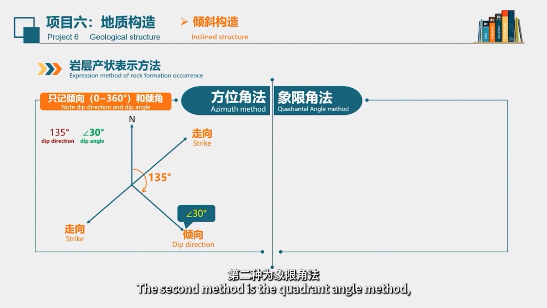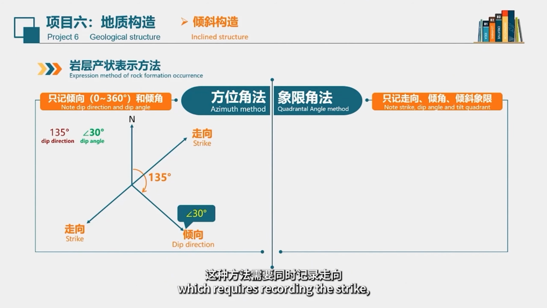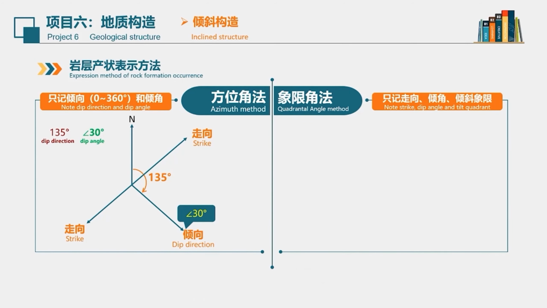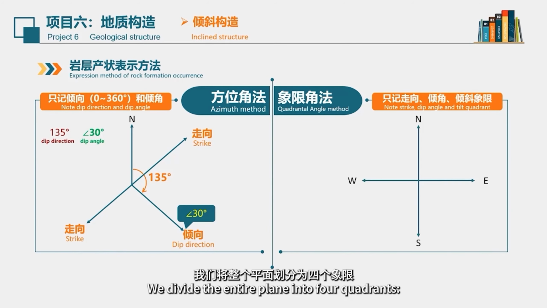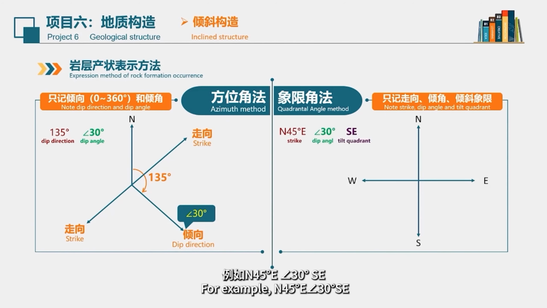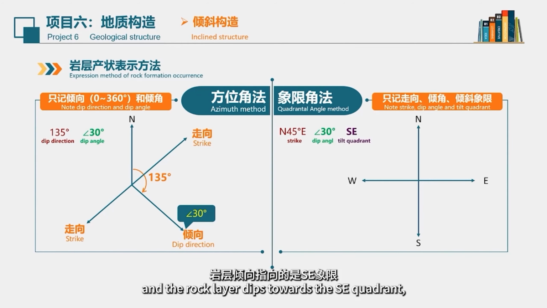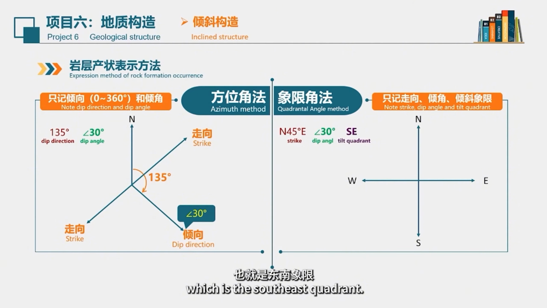The second method is the quadrant angle method, which requires recording the strike, dip angle, and dip quadrant at the same time. What is a dip quadrant? We divide the entire plane into 4 quadrants: the southeast quadrant, northeast quadrant, northwest quadrant, and southwest quadrant. For example, N45 degrees E angle 30 degrees SE represents a strike of 45 degrees north of east, a dip angle of 30 degrees, and the rock layer dips towards the SE quadrant, which is the southeast quadrant.